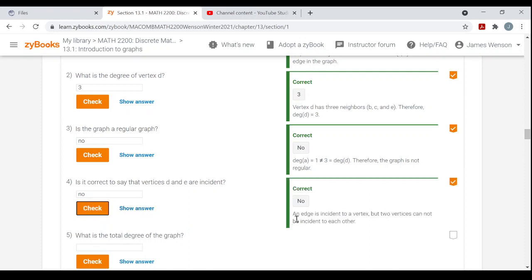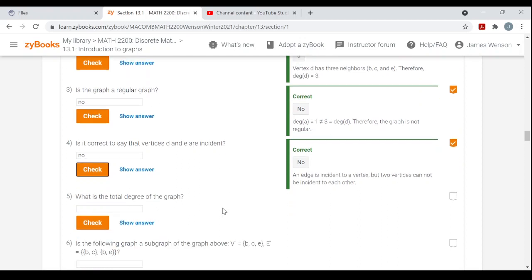Again, an edge is incident to a vertex. You can't have a vertex incident to another vertex. An edge has to be incident to a vertex.